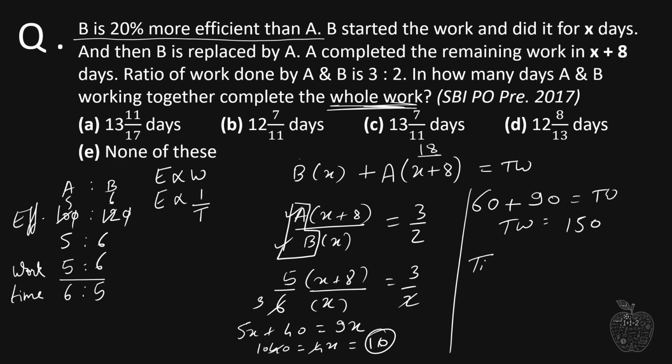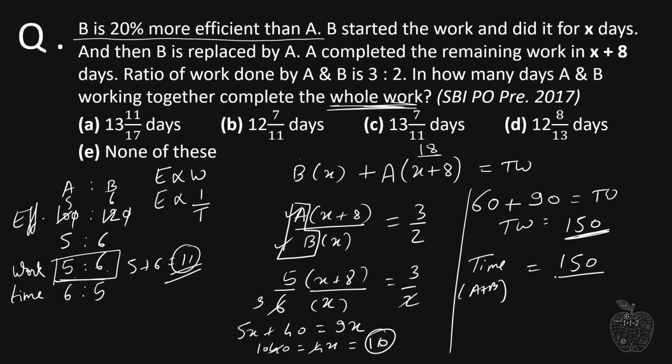Now we need the time taken by A and B to complete this whole work. So it would be the total work 150 divided by how much work they do per day. We have the ratio of work here, it is 5:6. So 5 plus 6 is 11, which means together they do 11 units of work per day. So 150 divided by 11: 11 1s are 11, 4 remaining, 11 3s are 33, 7 remaining, so 13 and 7/11 days, and this is our required answer. So option C is the correct one.